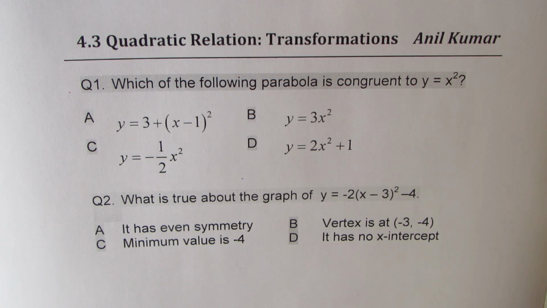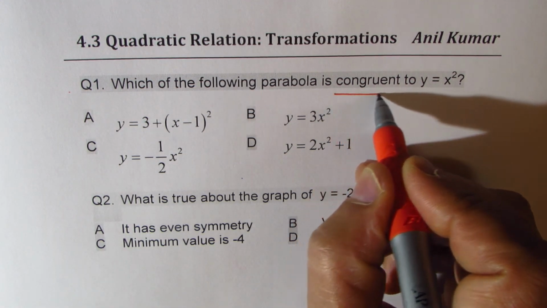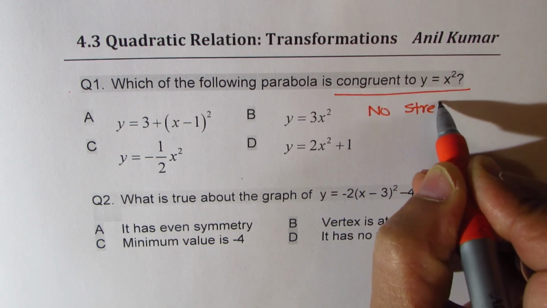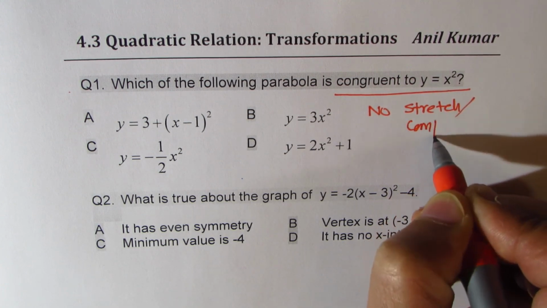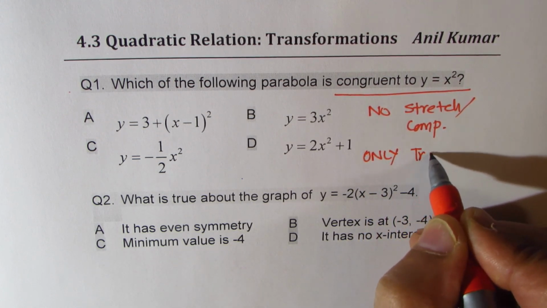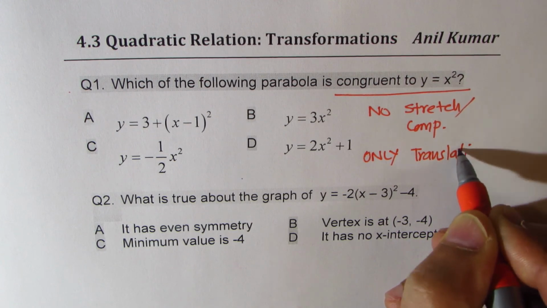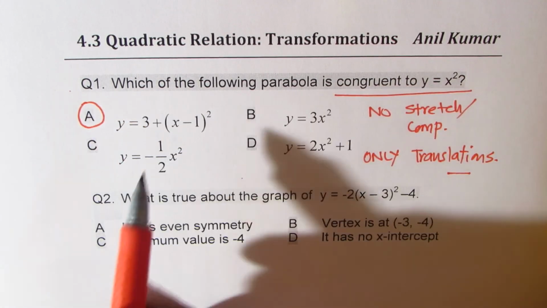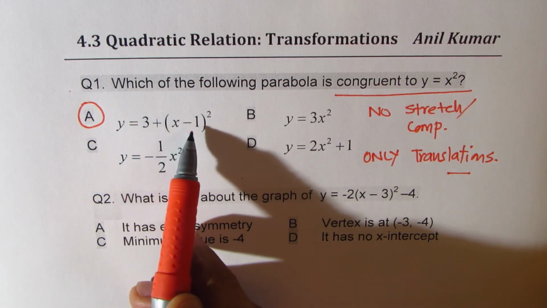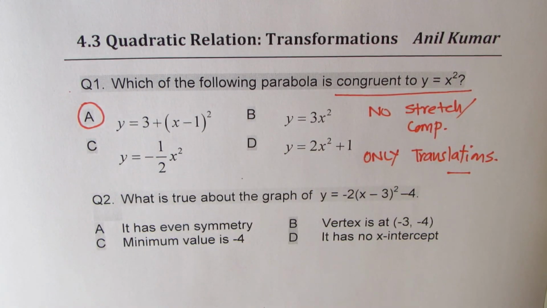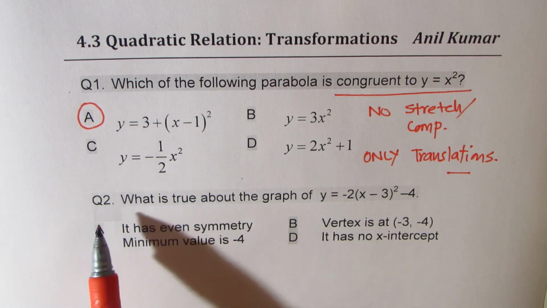Now, in the very first question, when we say which of the following parabolas is congruent, that really means no stretch or compression. That is important. So only translations we are looking for. So which one has only translations? Of course, the very first one has only translations, right? 3 up, 1 right. Here we have the stretch factors, so these are not correct answers. Got it?